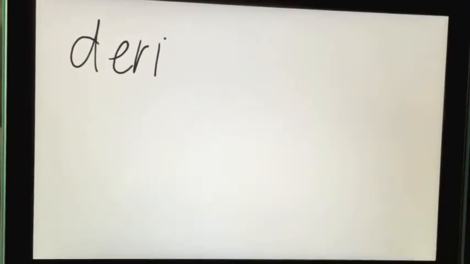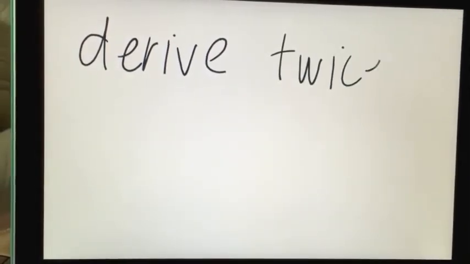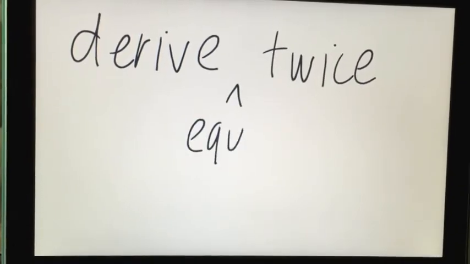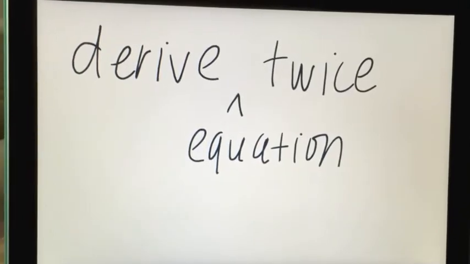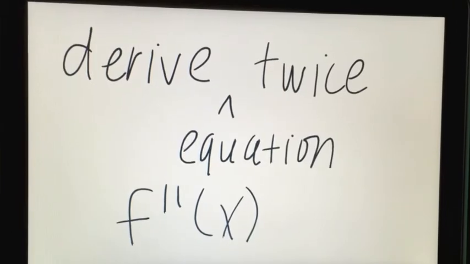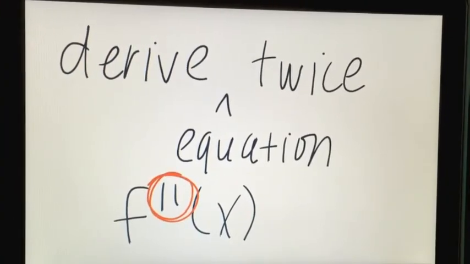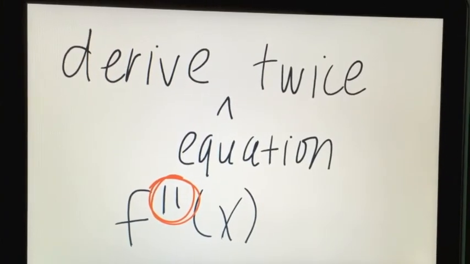So next we have, this is what I was talking about, the second derivative definition. That's just when you take the derivative, or when you derive an equation twice. Sorry, I forgot to write equation. And it's represented like this. The amount of apostrophes here determines what derivative it is. So we're going to do a little bit of second derivative practice.